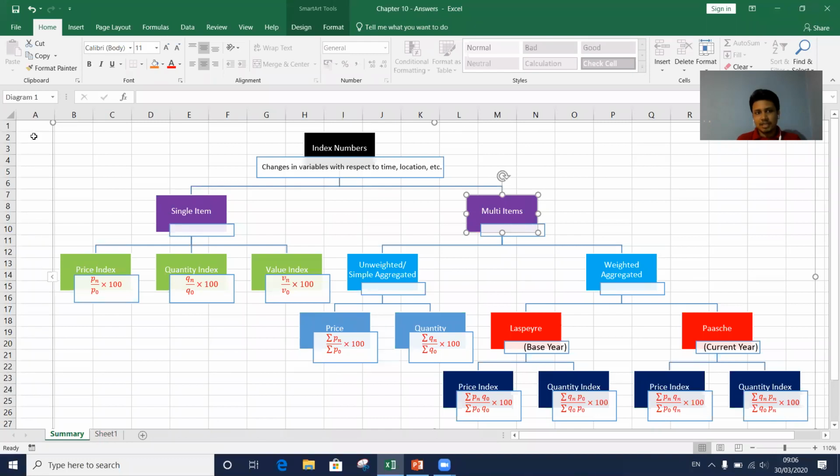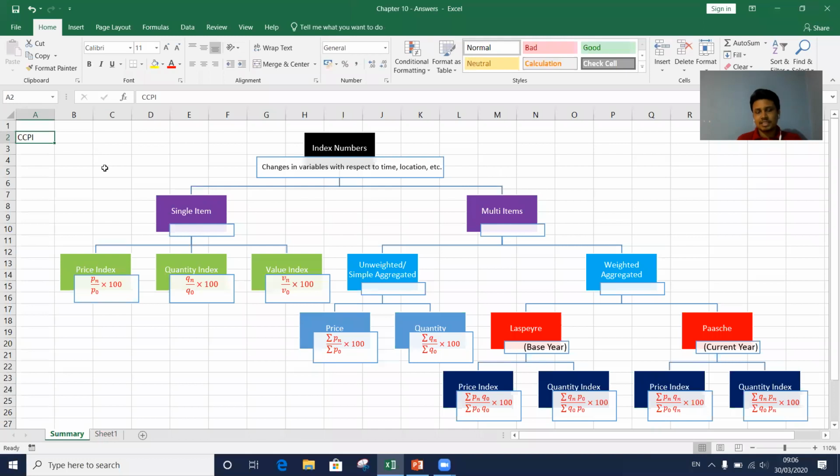Now tell me, CCPI, Colombo Consumer Price Index. ඒක single item index එකක්ද multi item index එකක්ද? Whether it is a single item one or a multi item one. CCPI. It is multi item. අත්‍යවශ්‍ය භාණ්ඩ ගොඩක මිල මට්ටම් කොහොමද වෙනස් වෙලා තියෙන්නේ compared to 2013. That is what is being measured by CCPI. So it is a multi item index, right?